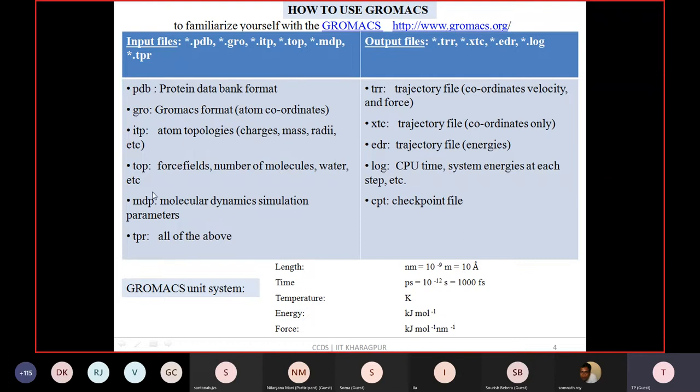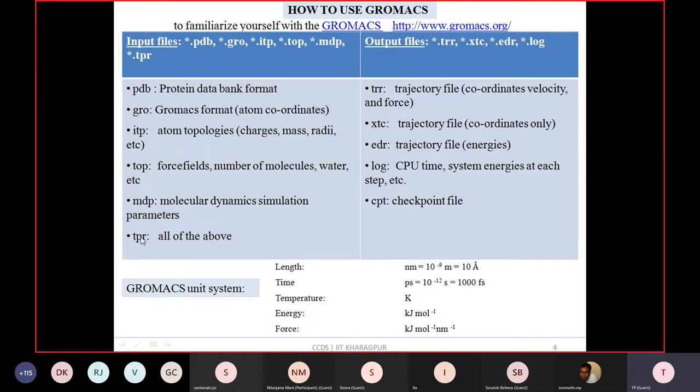The third part of the GROMACS input is the MDP file, the molecular dynamics parameter file. It is an essential file, because this is where you give the inputs and directions for how to run a simulation. Here you can change the temperature, the time step at which you want to save the trajectory files, and what kind of ensemble you use. You can manually change the different directives in this file to direct GROMACS to run the simulation accordingly. And the last thing is a TPR file.